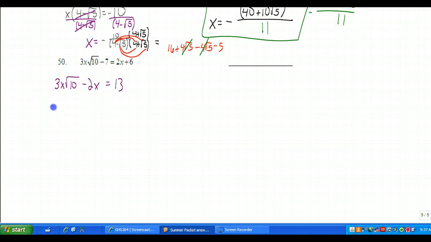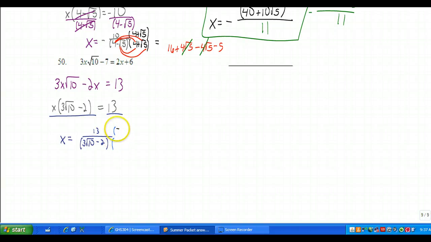Next, I'm going to factor out the x again. X times 3 root 10 minus 2 equal to 13. Next step, divide both sides by that binomial. So x is going to be equal to 13 over 3 root 10 minus 2. Next, in order to rationalize the denominator, we're going to multiply by the conjugate, and that's 3 root 10 plus 2.